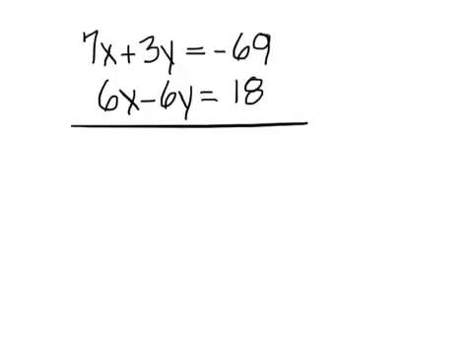There's the problem. 7x plus 3y equals -69. And 6x minus 6y equals 18. What number goes in that spot? 6. What number goes in this spot? 7.